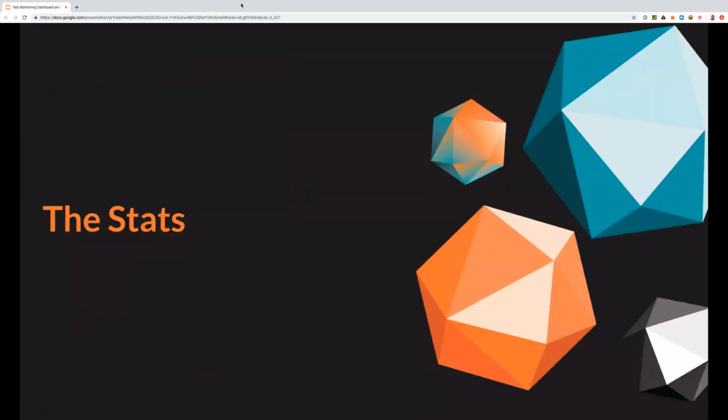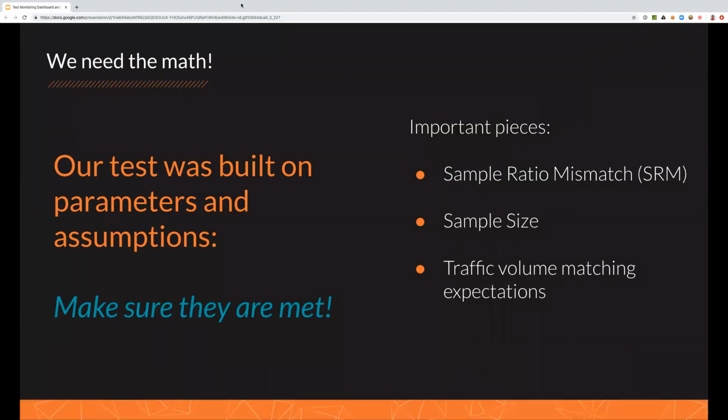So the first component we had talked about for monitoring was the statistics. And so, like we said, it's your mathematical foundation. We built the entire test on parameters and assumptions, and we need to make sure that those are being met. So we look at sample ratio mismatch, or SRM. We look at sample size, and we look at traffic volume.